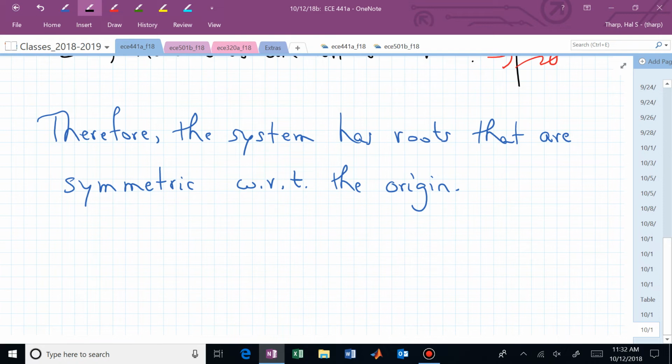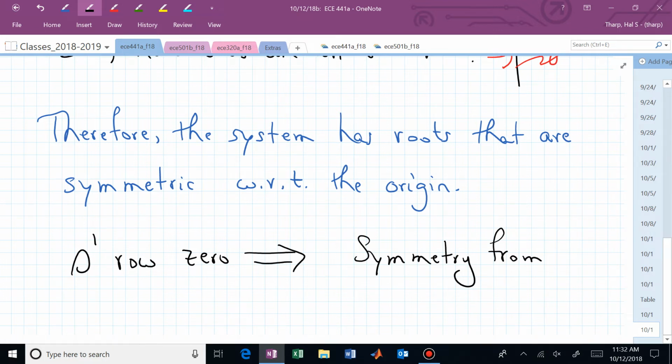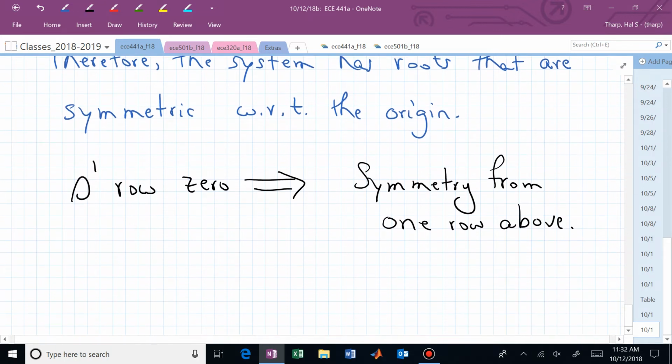And what row was all 0? The S1 row was the 0 row, and that now says that I can look for symmetry of my roots based on the row one above the S1 row. So the symmetry in the original polynomial can be determined because I now am saying, oh, there was symmetry from one row above, which was the S2 row, and now I can look at what I have.